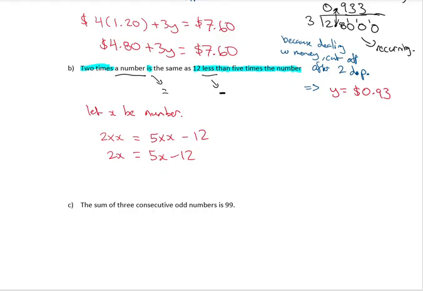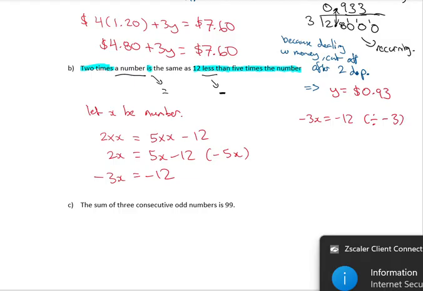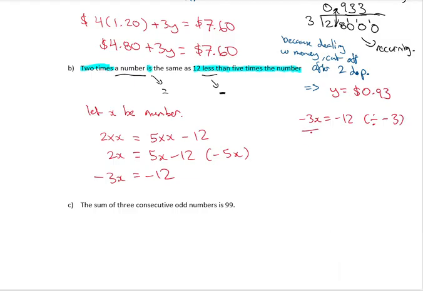So right now, what you're going to do is you're going to subtract 5x. So you'll end up with negative 3x equals negative 12. And then you divide. I'm just going to write it up here. You're going to divide by negative 3 on both sides. So you end up with x equals positive 4, okay?